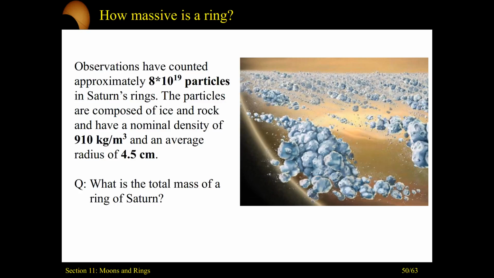We know they're composed of ice and rocks, and combined together, we'll say that the average density of this material is 910 kilograms per cubic meter. And the average little particle has a radius of only 4.5 centimeters. So with that information, we can ask ourselves, what is the total mass of the rings of Saturn?